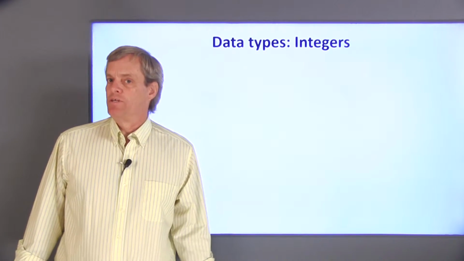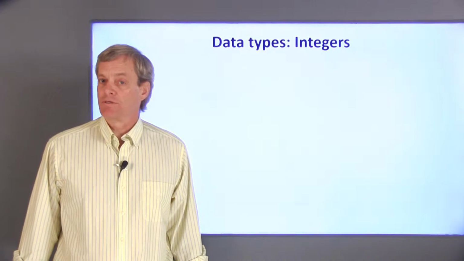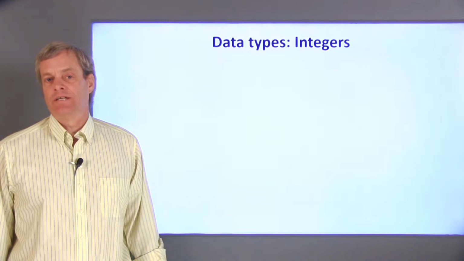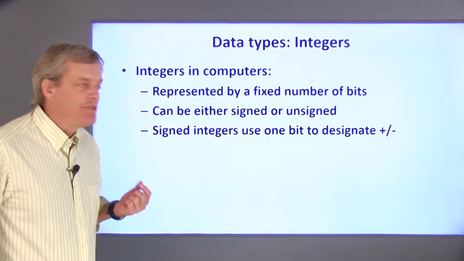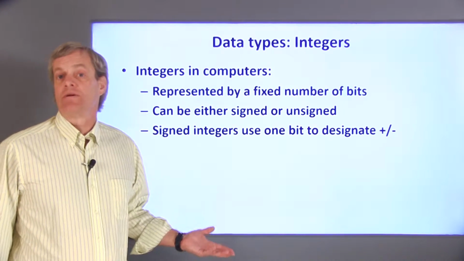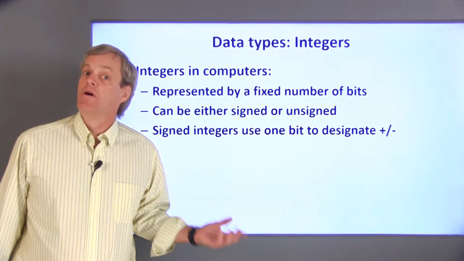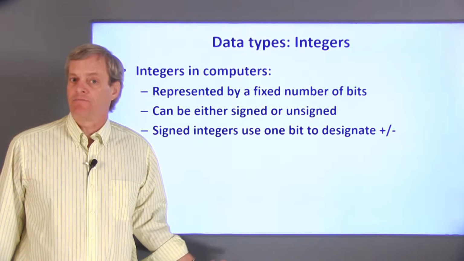Computers mostly represent numbers in two different types, integers and floating point numbers. Integers have no fractional part, which makes them easier to use when illustrating how numbers are represented in computers. Integers are represented in computers by a specified number of bits. So I can specify an 8-bit integer, a 16-bit integer, and so on. The more bits in the number, the larger the range of numbers that can be specified.